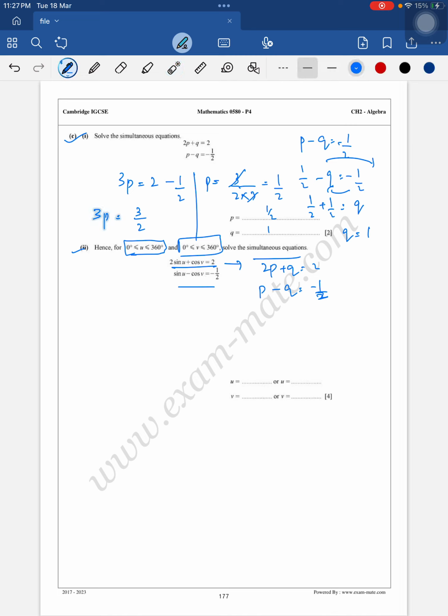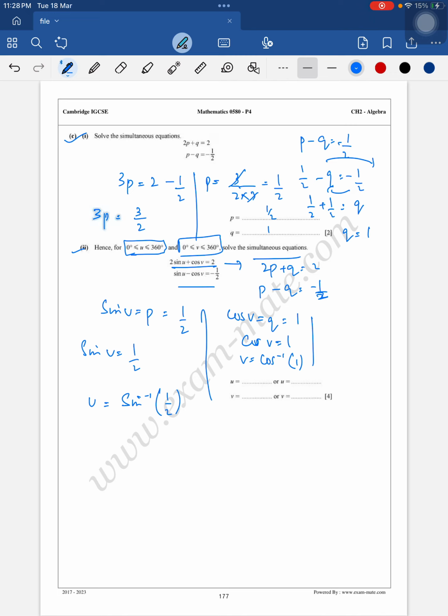Now we have the answer of p and q, so it means that sin u, which is equal to p, is equal to 1 upon 2. So sin u is equal to 1 upon 2. And similarly cos v, which is equal to q, which is equal to 1, which I've taken out over here, right? So basically cos v is equal to 1. So u is equal to sin inverse 1 upon 2. And similarly here v is equal to cos inverse 1, right? Now first working for u, sin inverse 1 upon 2 is 30 degrees.